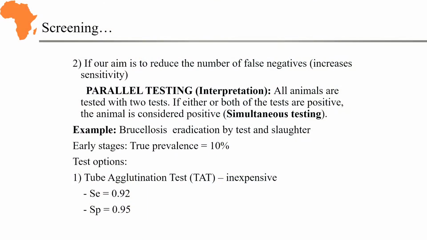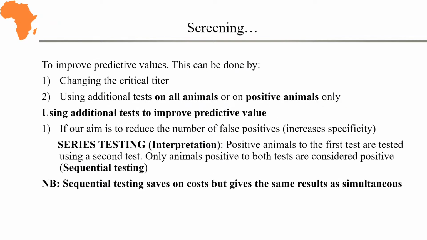So, if our aim, let me explain something briefly here. Number one, we are improving predictive value. So, our aim is to improve the predictive value. And we know there's a positive predictive value, which means the probability of testing positive given disease positive. And then there's negative predictive value, the probability of testing negative given your disease negative.